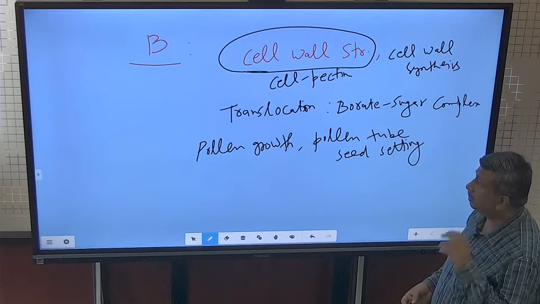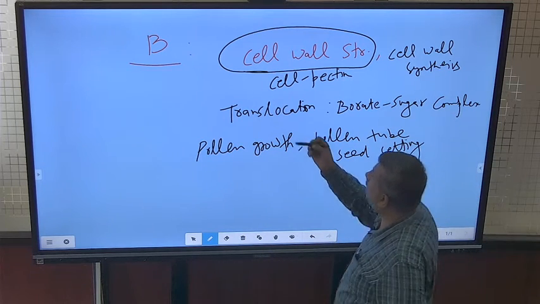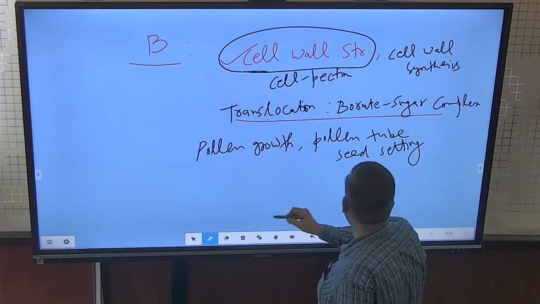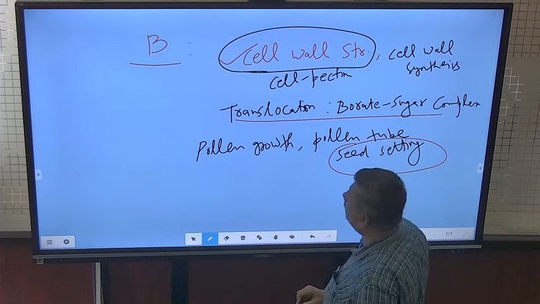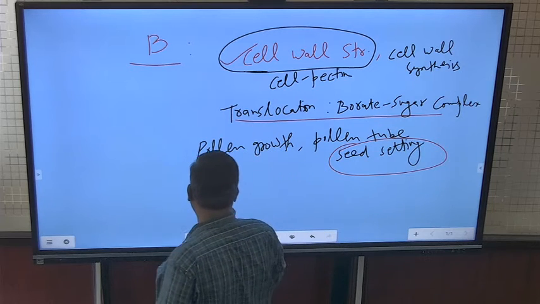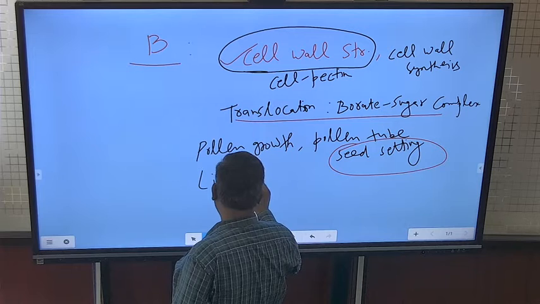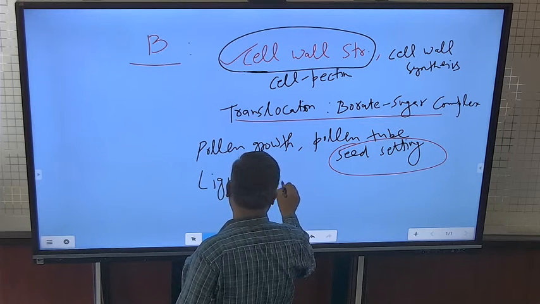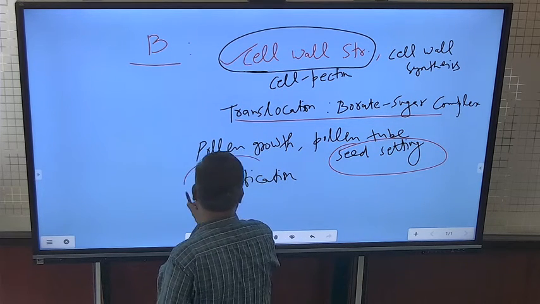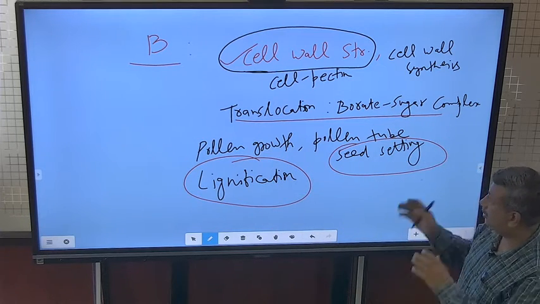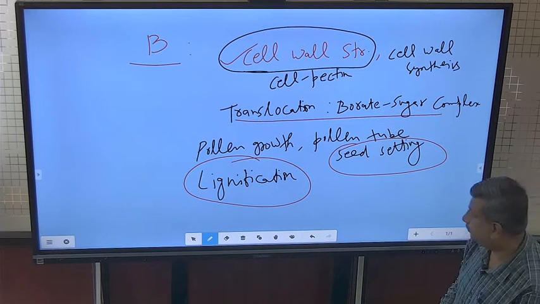If we look at the role of boron, the important ones are the cell wall, translocation, seed setting, and another important one is lignification. So lignin formation also takes place in the presence of boron, or boron helps in lignin formation. So these are some important functions.